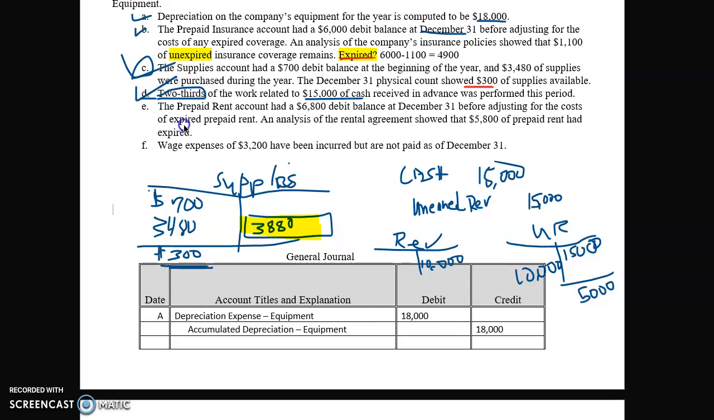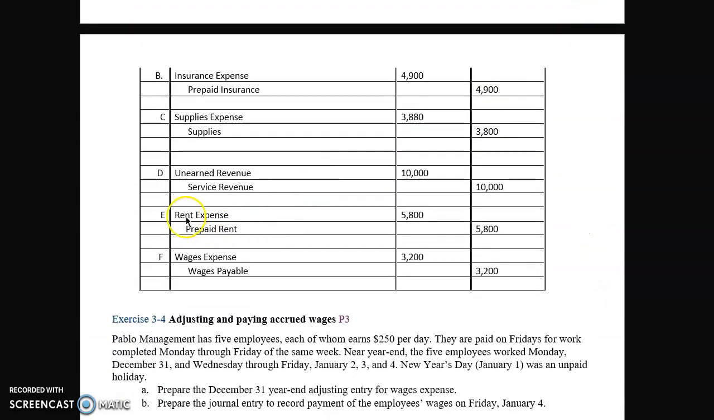We're on E now. Prepaid rent had a balance of $6,800 at December 31st before adjusting. An analysis of the rental agreement showed $5,800 prepaid rent had expired. There's that word again, expired. But I mean, it's just been consumed, it's used up. That's your expense. No extra math. Yes, I love it. Rent expense $5,800. Debit rent expense $5,800, credit prepaid rent $5,800.